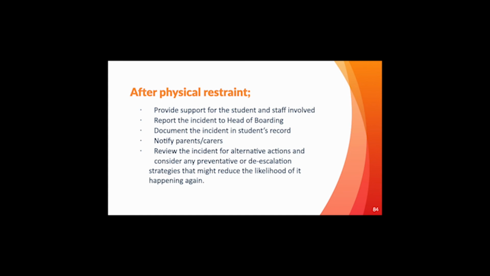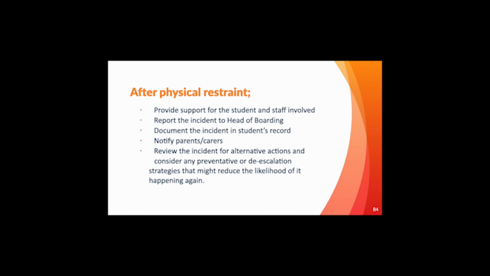Notify parents and carers, and then review the incident for alternative actions and any preventative or de-escalation strategies that might reduce the likelihood of it happening again. So just reviewing the incident. Could we have done this differently? Is there a better way to have done it? And coming up with some conclusions about physical restraint and a particular incident.